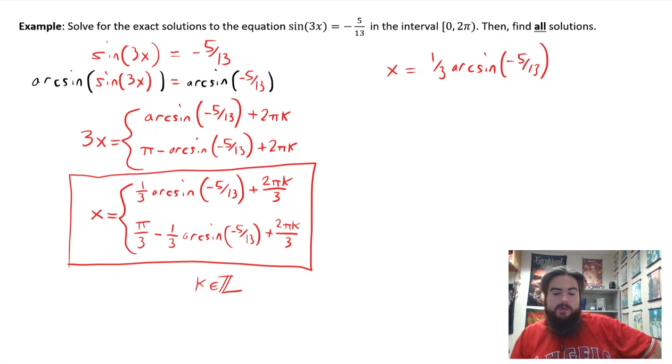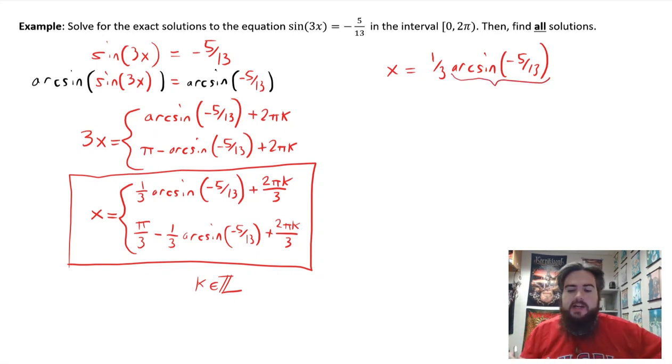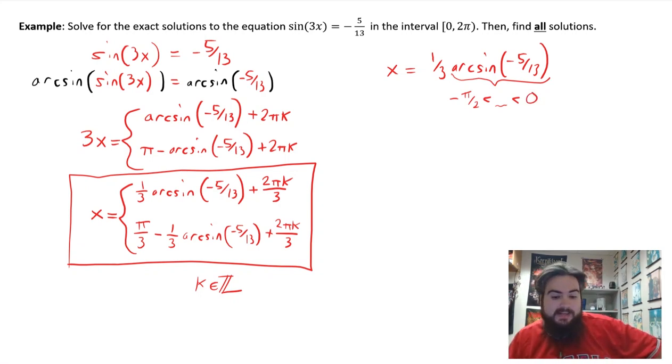However, that is not between 0 to 2 pi. You can check that on a calculator if you want, but you shouldn't need to, because arcsine of negative 5 over 13, since that is a negative ratio, I know that's going to be between negative pi halves and 0. It's going to be somewhere in quadrant 4, specifically between negative pi halves and 0. Whatever that angle measure is, if you multiply that by 1/3, that still keeps it as a negative angle measure, meaning I know it's not between 0 and 2 pi.